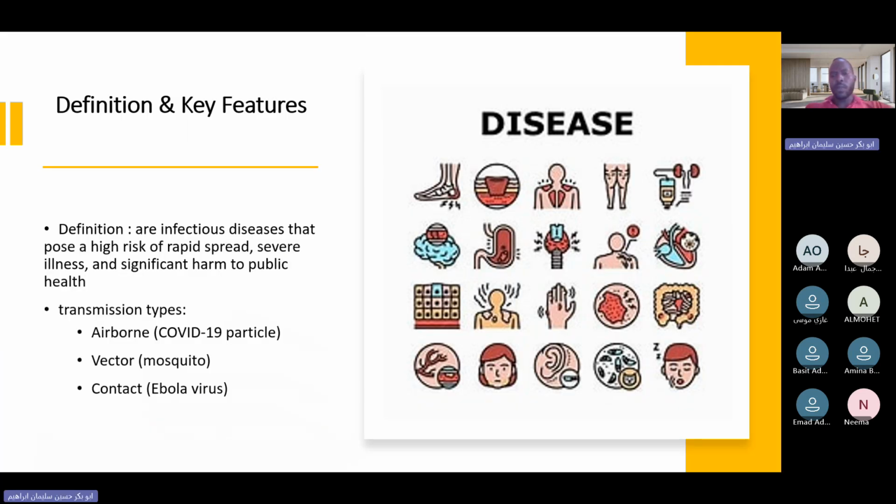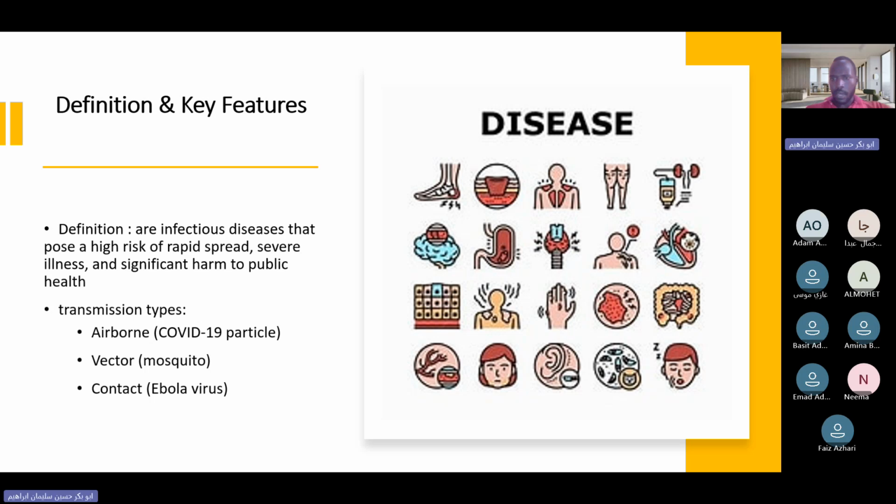The definition of quarantinable disease: as I mentioned, it is an infectious disease that can cause a high risk, spread rapidly and cause severe illness among the public population. This is the definition of the infectious or quarantinable disease.